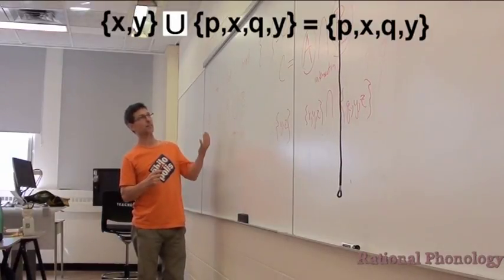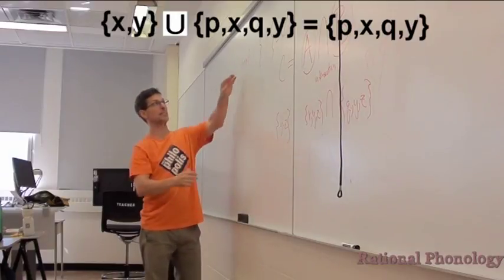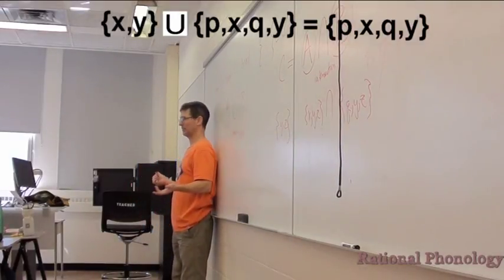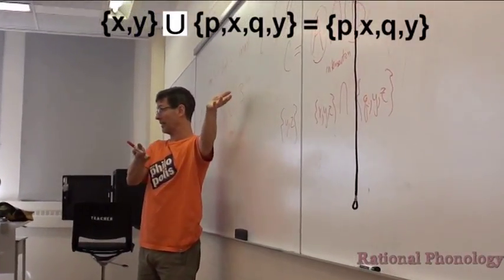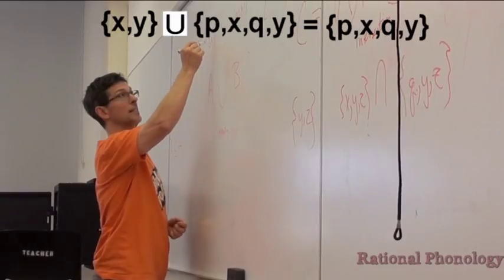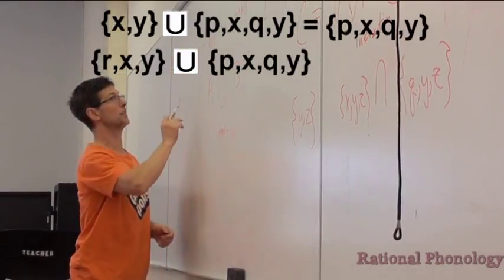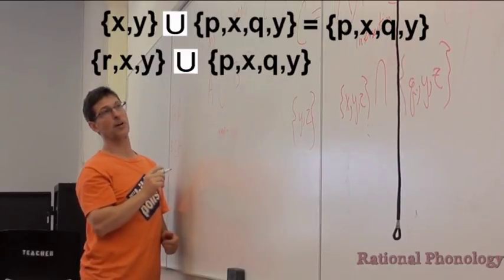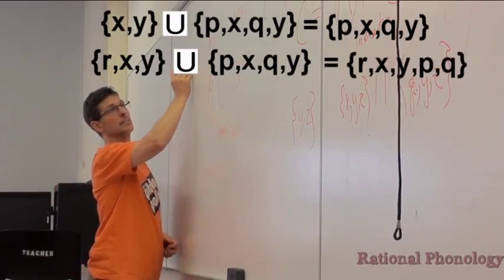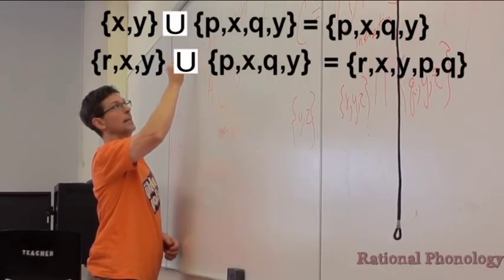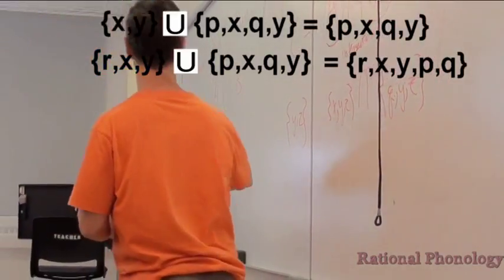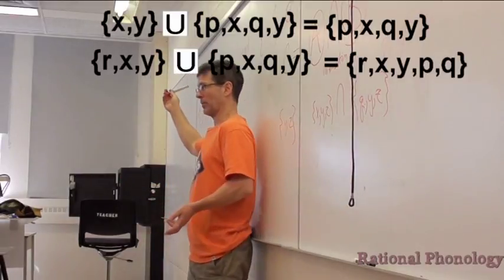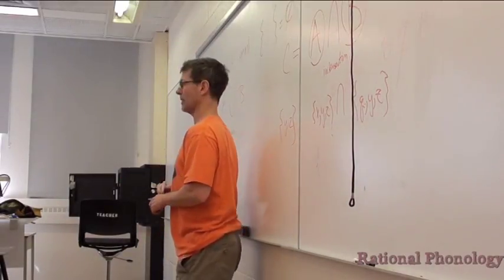You can see that if A union B is equal to B, what's the case? A is a subset of B. Because B contains everything in A. A's not bringing anything to the party, right? If we have them be different sets, like I don't know, {R, X, Y}, then what's the union of {R, X, Y} and {P, X, Q, Y} going to be? {R, X, Y, P, Q}. You just throw everything together into a bag. It's everything that's in A, or in B, or in both. Okay, so that's the union.